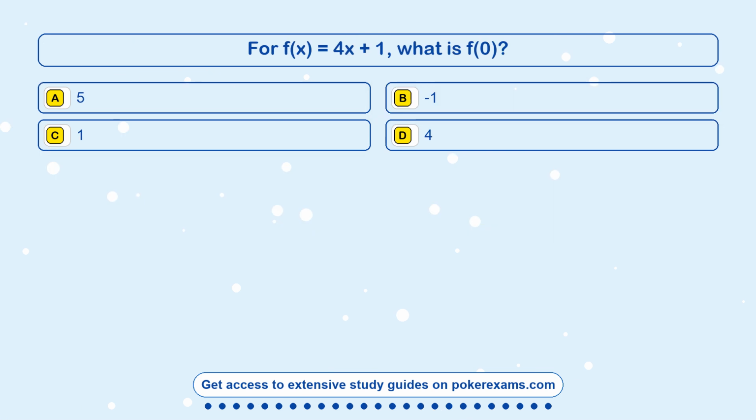Question 15. For f(x) equals 4x plus 1, what is f(0)? Option A, 5. Option B, -1. Option C, 1. Option D, 4.